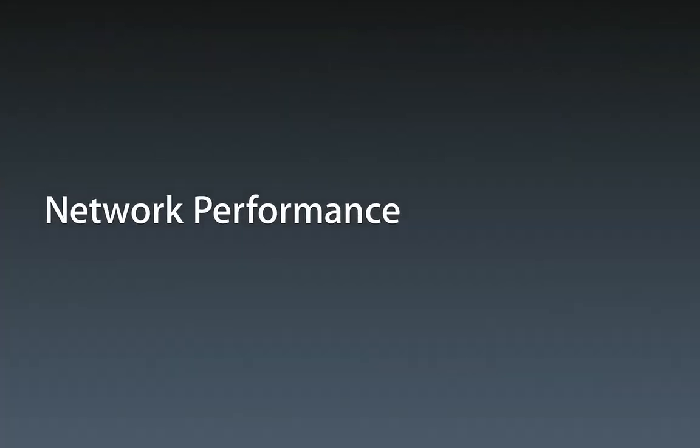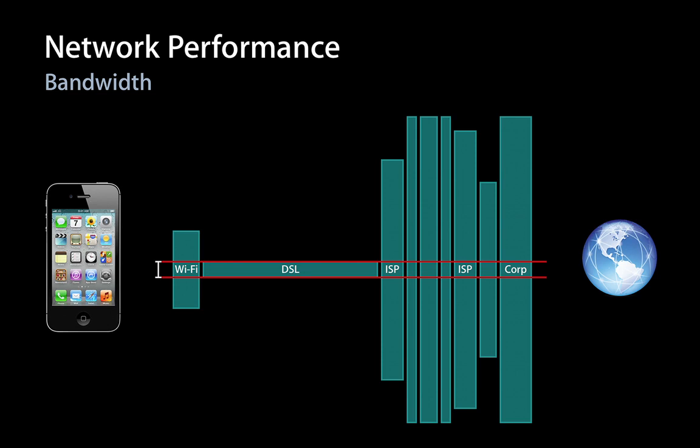First, network performance. There are two metrics to a network's performance: bandwidth and latency. Bandwidth is something that you read about all the time. All of the ISPs advertise how many bits per second you can send or receive. Everyone has a pretty good idea about what bandwidth is.